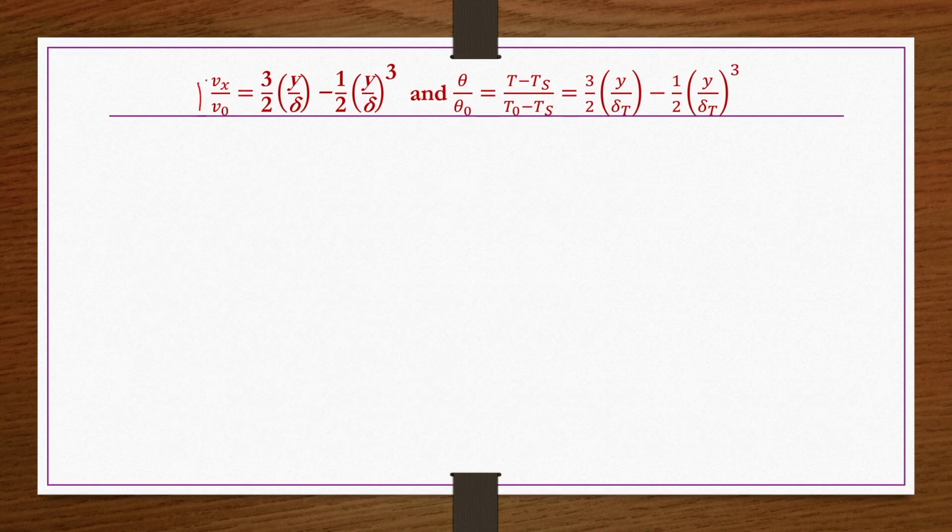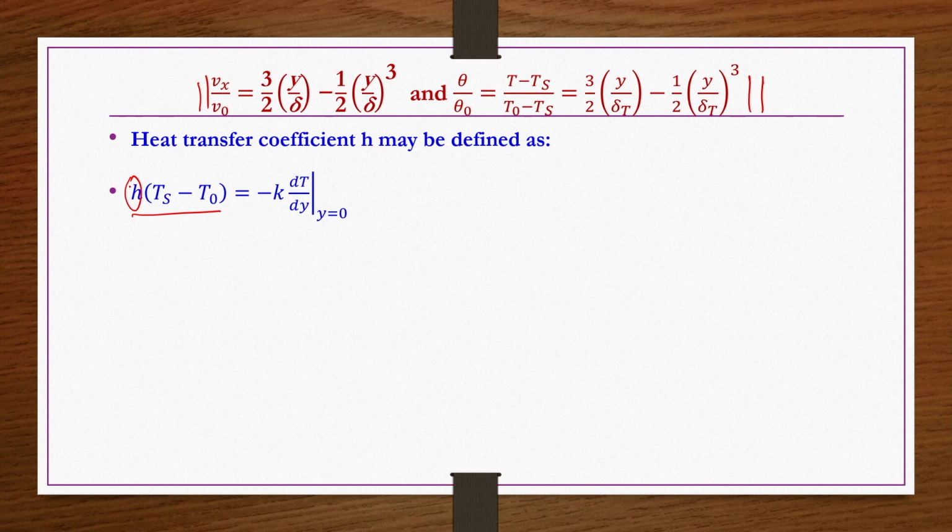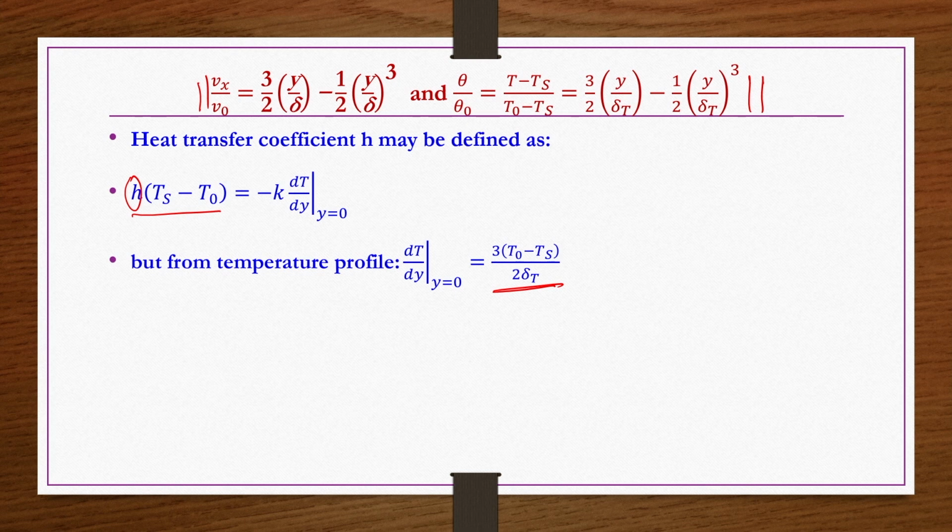Now, for this velocity profile and temperature profile, if you wanted to know the heat transfer coefficient h, h delta T is equal to minus k dT by dy at y equals 0. That balance, the heat transfer by convection and the heat transfer by conduction at the interface, lets you find out what h is. dT by dy you already got as 3 (T naught minus Ts) by 2 delta T from this expression. This is what you get by substituting dT by dy at y equals 0. We already did this a few slides before.